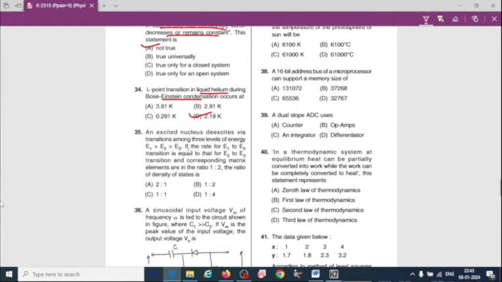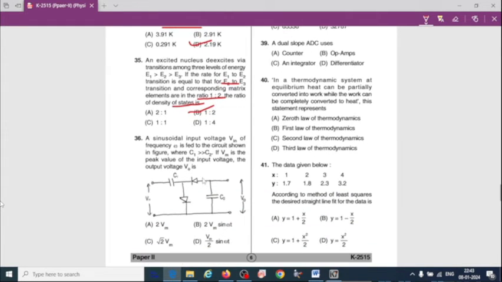Option D. An excited nucleus decays with transition among three levels of energy. If the rate of E1 to E2 transition is equal to that of E2 to E3 transition and the corresponding matrix elements are in the ratio 1:2, the ratio of density of states is B, 1:2.